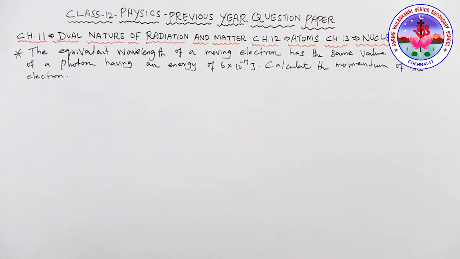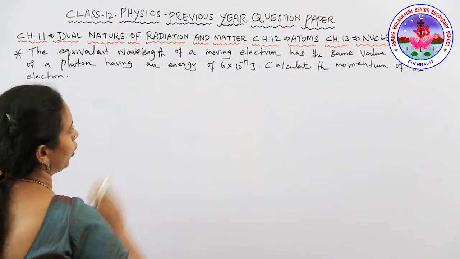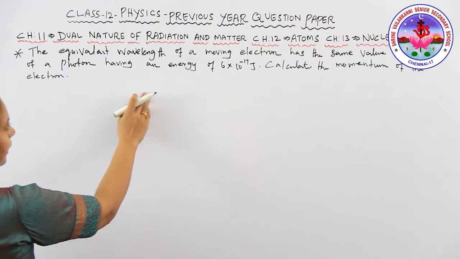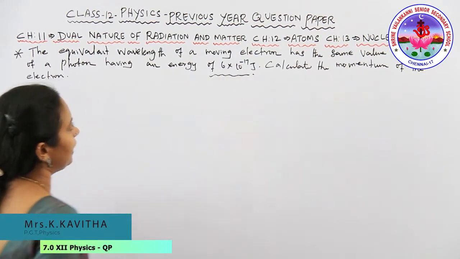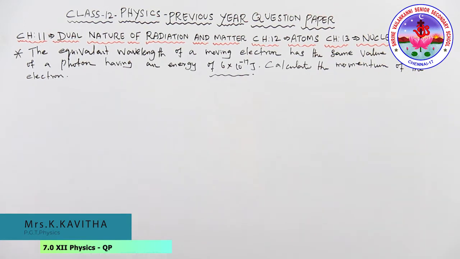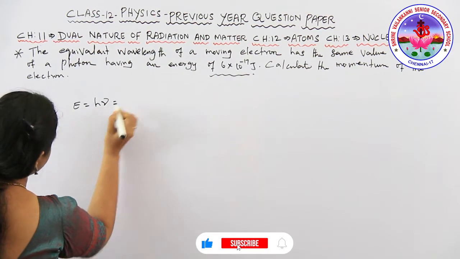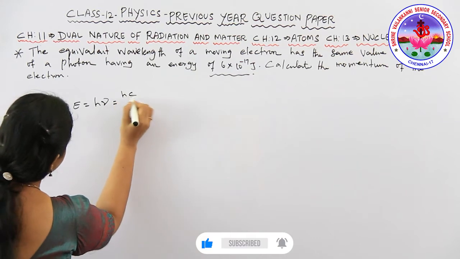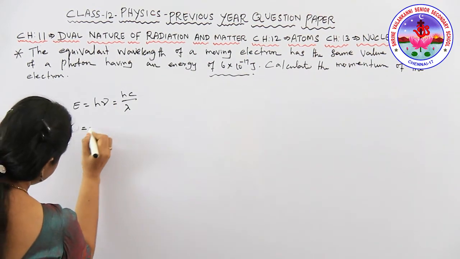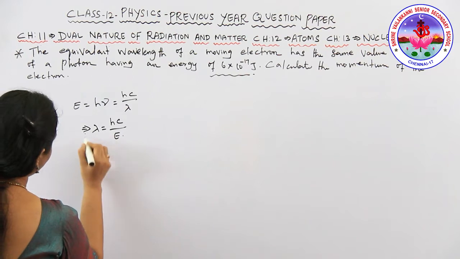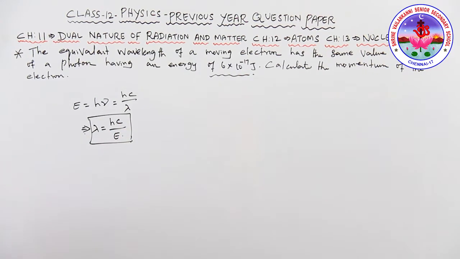Right. So the question is, the equivalent wavelength of a moving electron has the same value as that of a photon having an energy of 6 into 10 power minus 17 joule. You have to calculate the momentum of the electron. For that, you must know first E is equal to h nu, energy is equal to h nu. We can write hc by lambda, right? So from this we can write lambda is equal to hc by E. From the basic formula we get it. So the wavelength of the moving electron lambda is equal to hc by E, right?